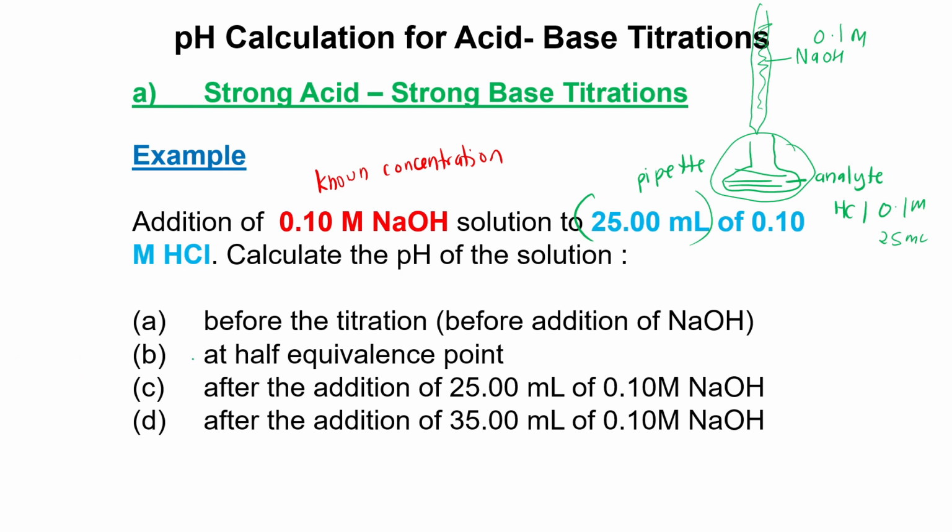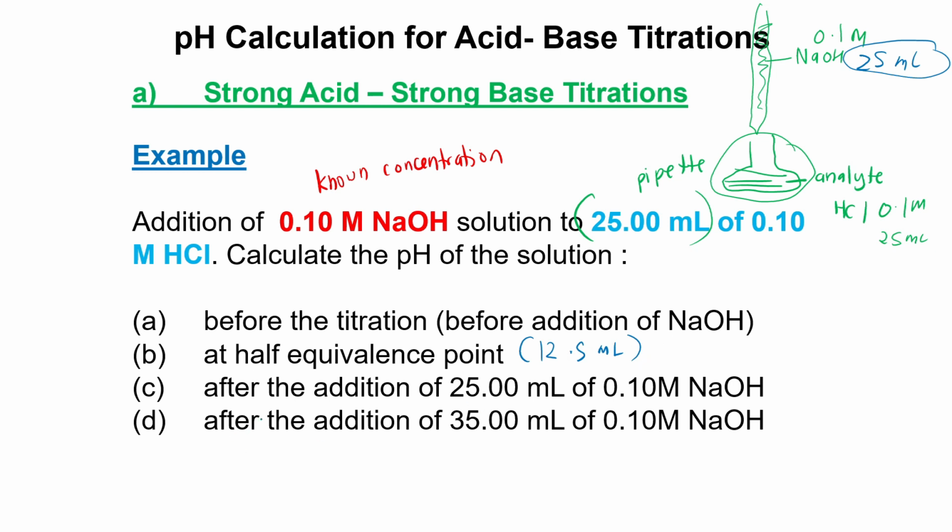Okay, yang kedua, pH at half equivalent point. So actually kita boleh determine equivalent point because NaOH dengan HCl, okay, ratio-nya ialah 1:1 koefisiennya. So kalau kita ada 25 ml HCl, meaning NaOH yang perlu ditambah untuk neutralizekan HCl ialah sama juga, iaitu 25 ml. So kalau dia nak half equivalent point, meaning half from 25 ml, berapa? 12.5 ml. Dia nak kita calculate pH after addition 12.5 ml of NaOH.